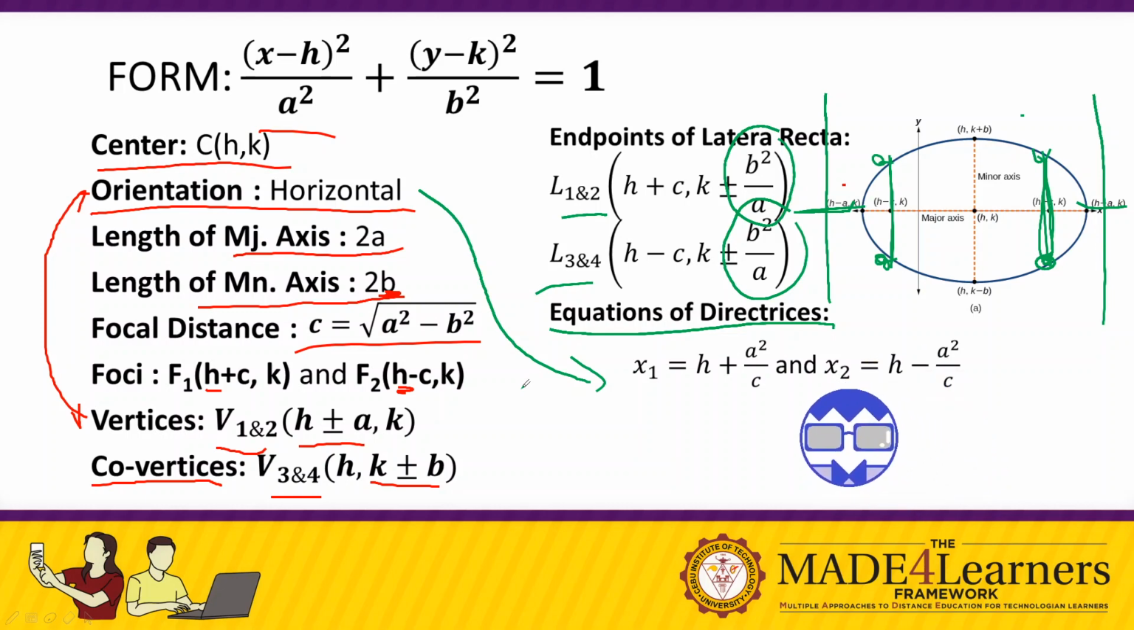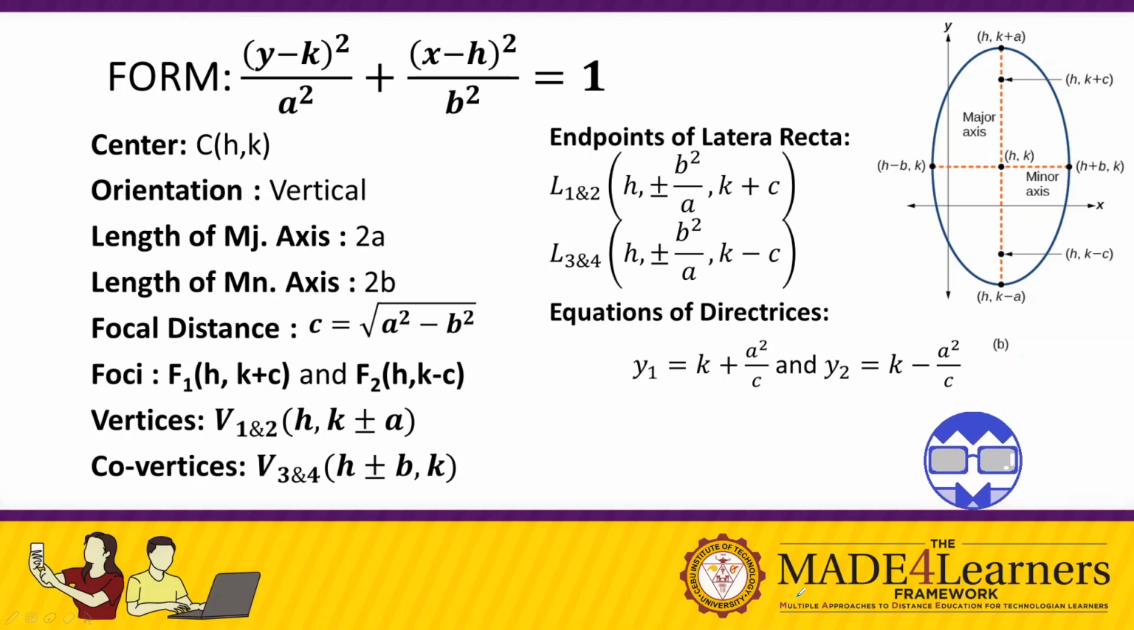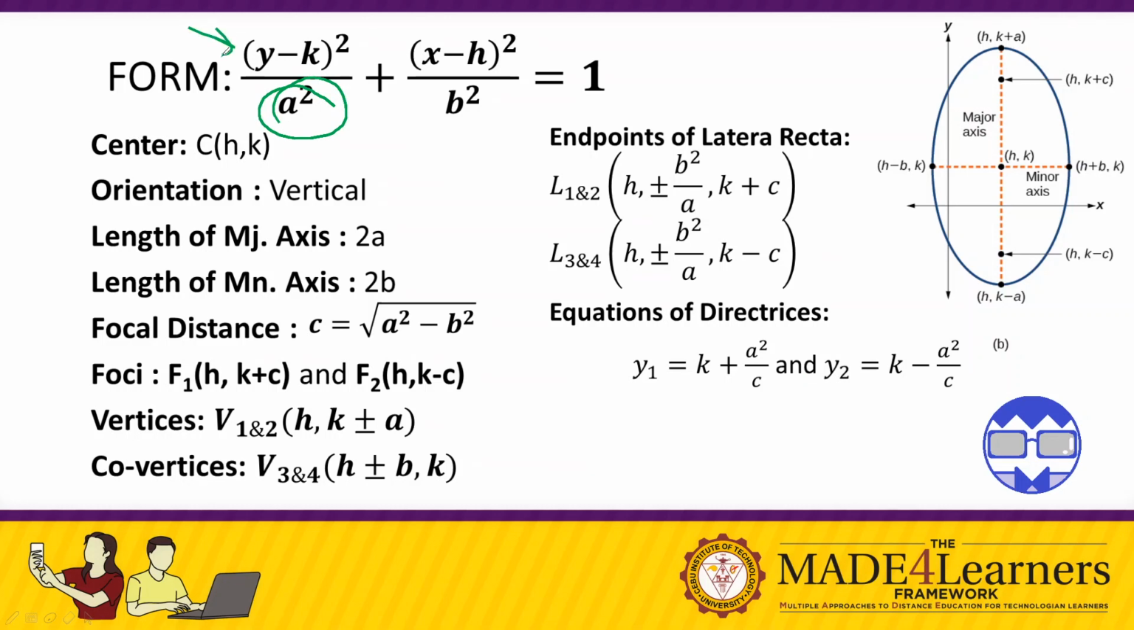Now let's go to the vertical part. Now we're at the vertical form of the ellipse. How do we know that it's vertical? Always refer to the equation. Our A is under y minus k, and remember, y minus k is vertical movement. Hence, the orientation is vertical. The center is just (h, k). It's the same for the length of the major axis and the length of the minor axis: 2a and 2b.